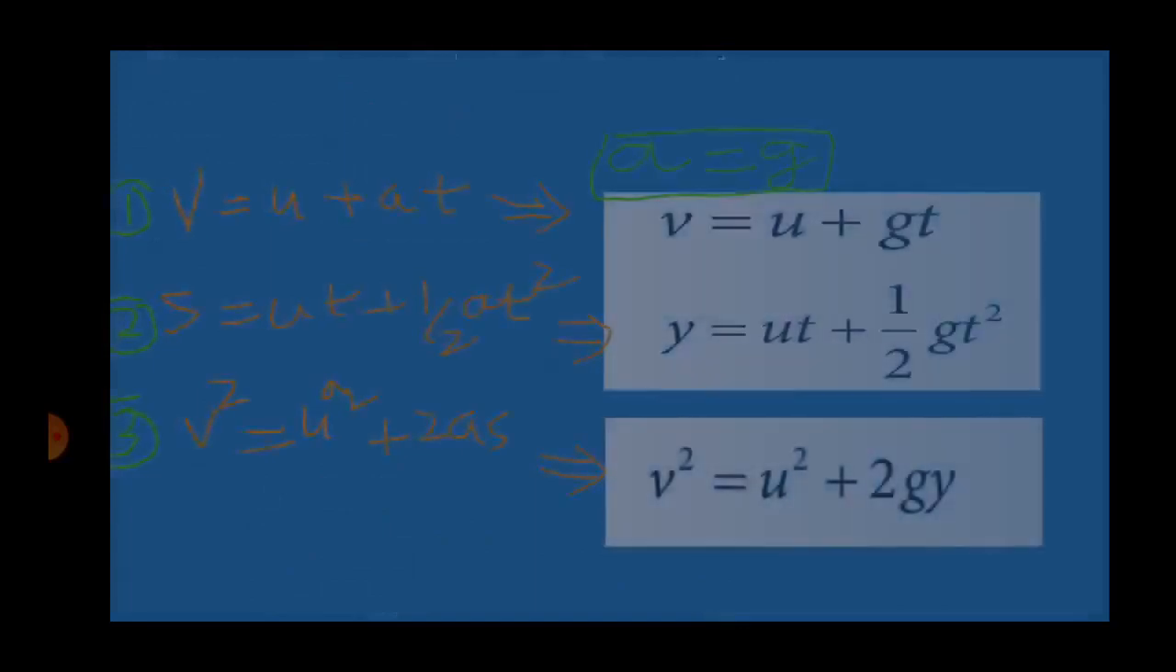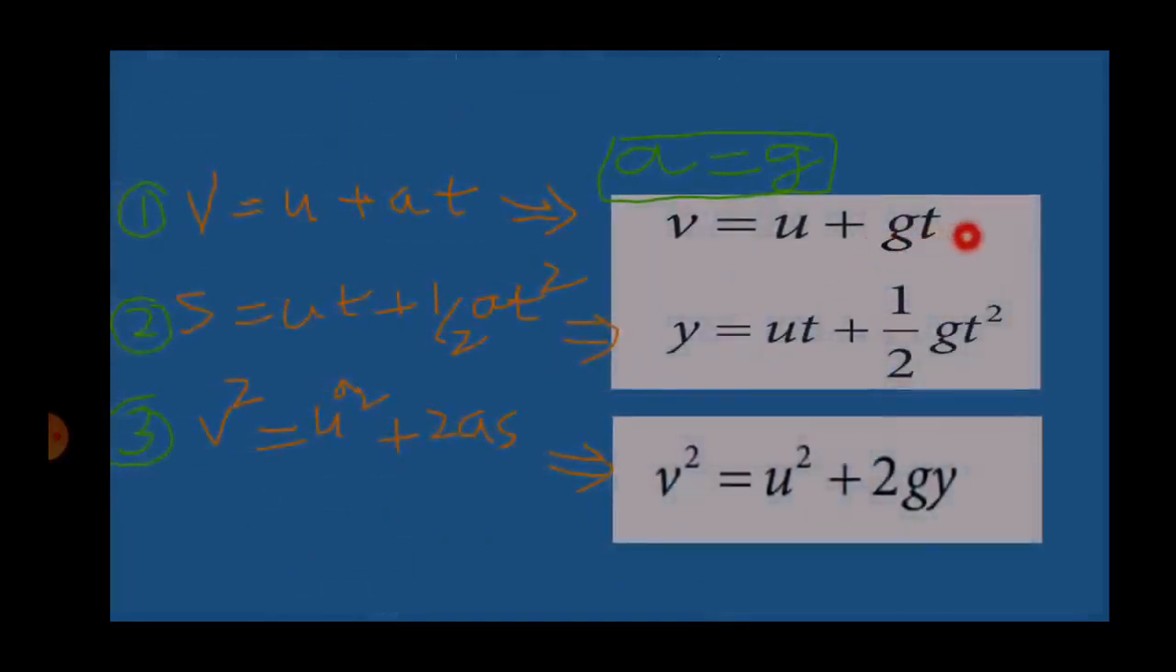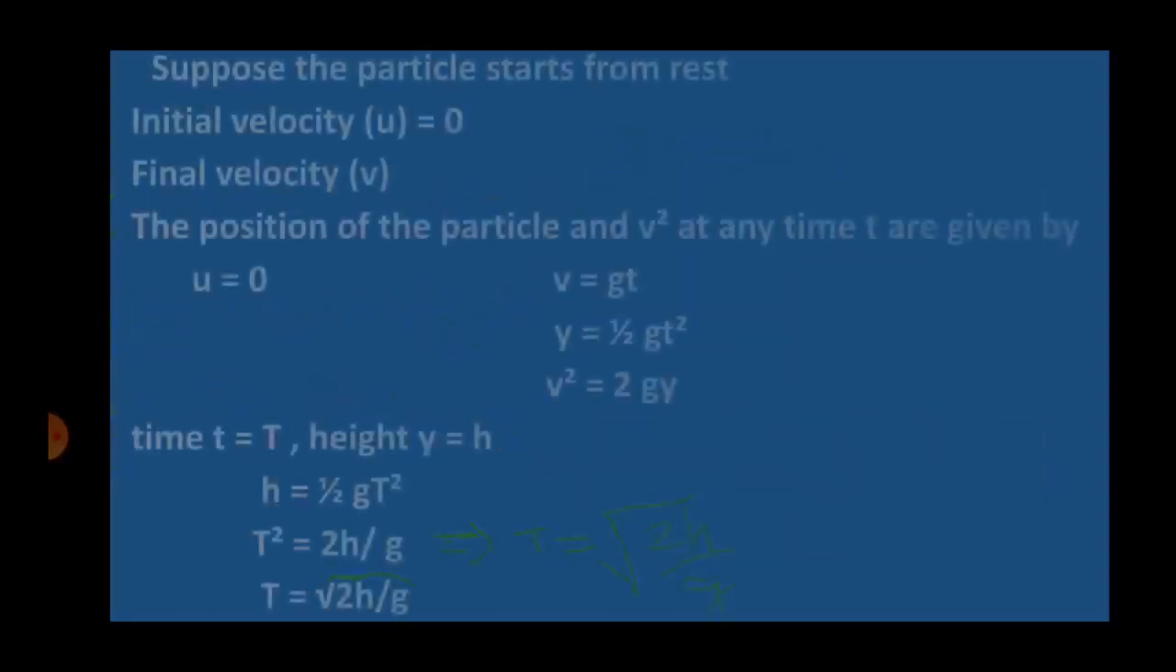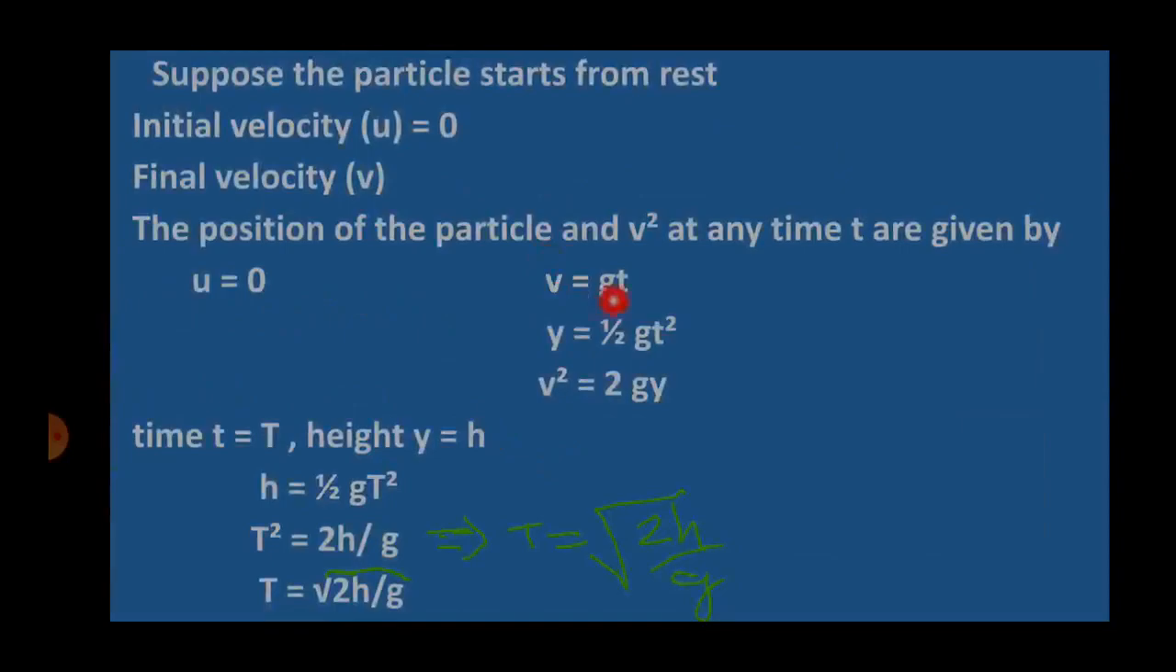These three equations: this is the first equation, second equation, third equation. After we get the answer, v is equal to gt, y is equal to 1 by 2 gt square, and the third equation, v square is equal to 2gy. Understand, students?